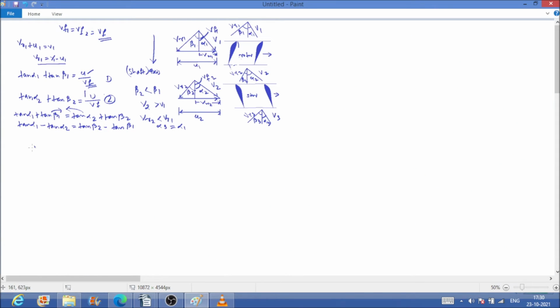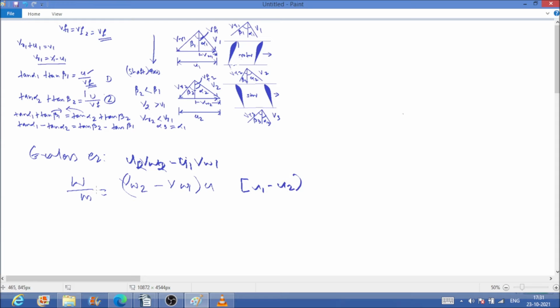Now by Euler's equation, we have work done per unit mass equal to (Vw2 minus Vw1) into U. Actually it is U2 Vw2 minus U1 Vw1. Now as U1 is equal to U2, I can write work done per unit mass flow rate is equal to (Vw2 minus Vw1), then U can be taken outside.